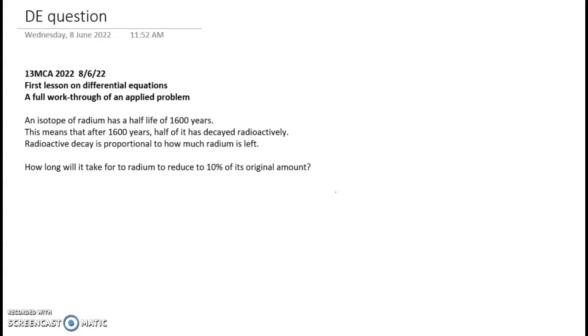The big new technique that I'm going to be using in here is something called separating the variables. And we're going to work with a real life situation. This is really common, that we have a whole lot of words and not much obvious maths. We're given information about radium. An isotope of radium has got a half-life of 1600 years. So after 1600 years, that means that half of it has decayed radioactively.